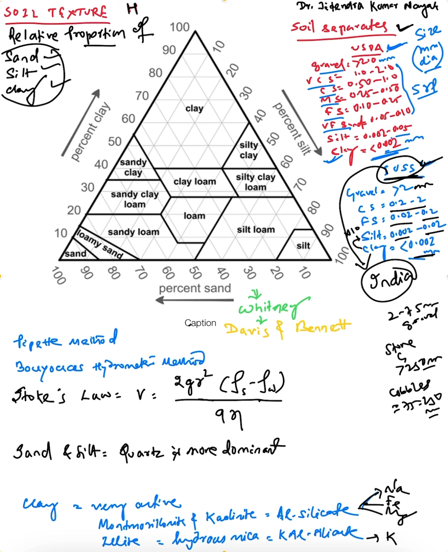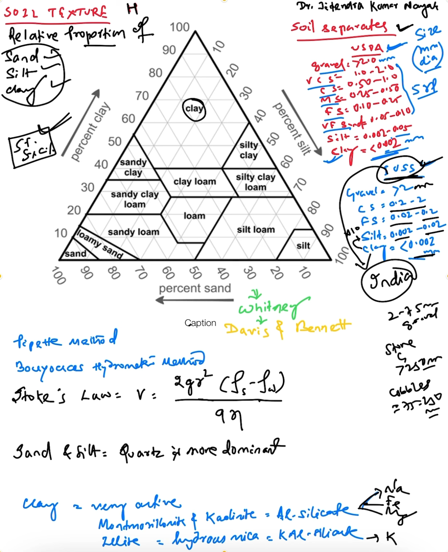Now the definition of soil texture says that inside your soil, you should first calculate the sand percent, the silt percent, and the clay percent. First of all, you should calculate the percentage, then we can derive the soil texture. Here you can see, suppose I say clay, this is clay soil. So the soil texture is clay soil.